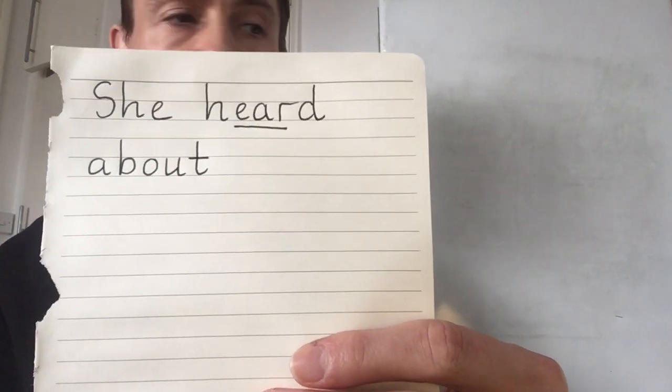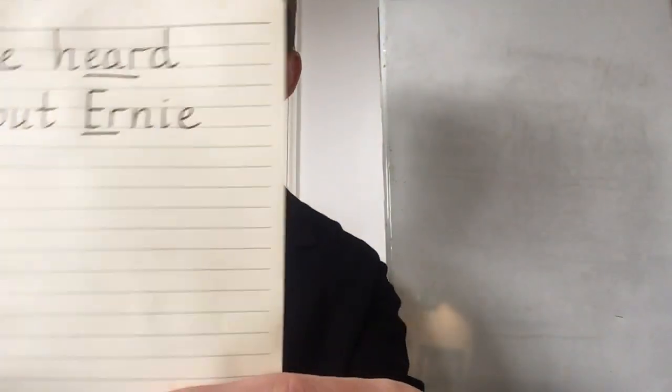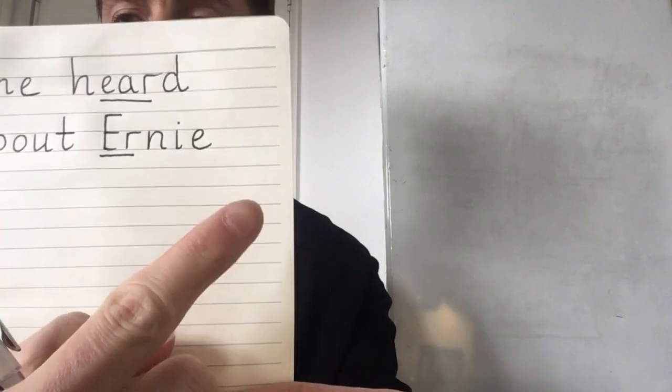The next word is she heard about Ernie. Now Ernie is a name, so we'll need a capital letter and we say the sounds and write the word Ernie. And if you've remembered, underline your spelling and check that you've got the same as I have. We've got E, Ernie.